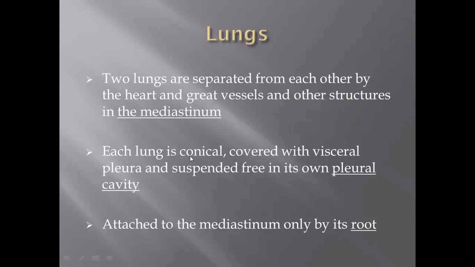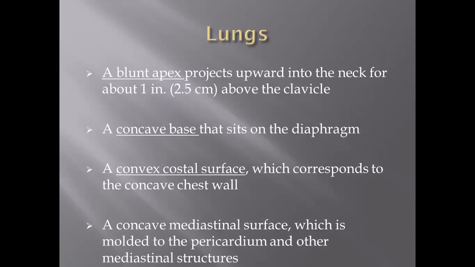So each lung is conical, covered with visceral and parietal pleura and suspended free in the pleural cavity, attached to the mediastinum only by its root. So the root is a structure, right? It is attached to the mediastinum, and through the root all important structures are entering and leaving the lungs.